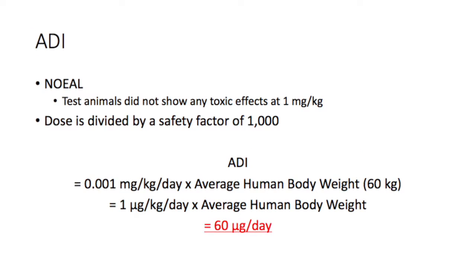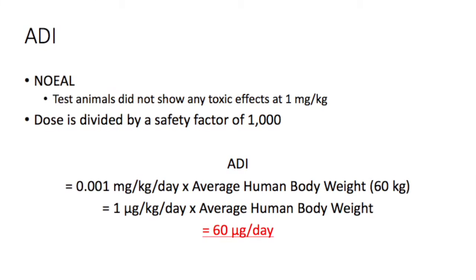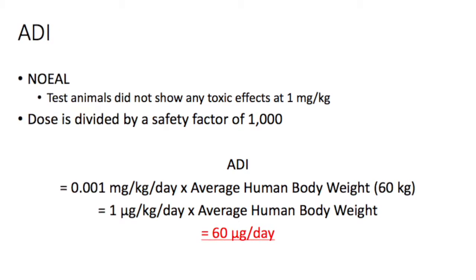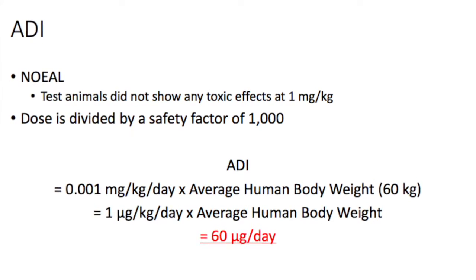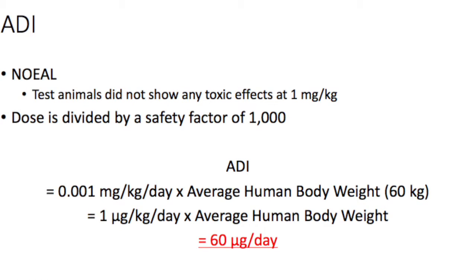Here we see an example of how the ADI is calculated from the NOEL. First, the NOEL is divided by a safety factor of 1,000 in this case, and then it is multiplied by the body weight of an average human to give 60 micrograms per day.